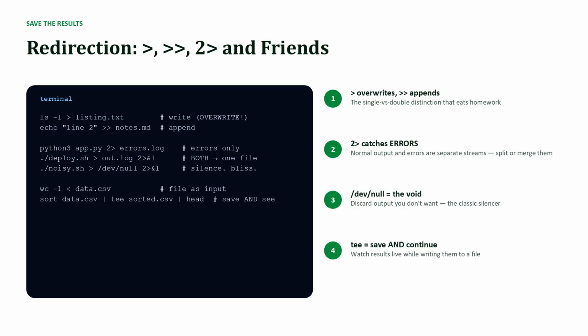Now the subtle bit. Programs have two output streams, normal output and errors. 2> captures just the errors. The incantation 2>&1 merges both into one file. That's how you log a deploy script completely. /dev/null is the void. Redirect there to silence noise forever. And tee splits the stream. Results flow onto your screen and into a file simultaneously. Output to files, files to input, errors tamed. The Lego set is complete.